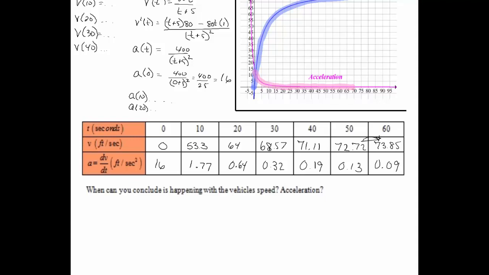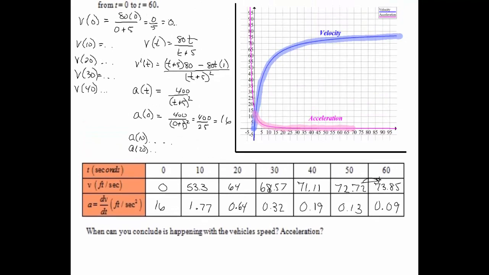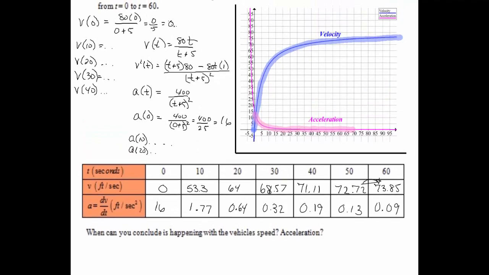Now, if you go to answer this question, what can you conclude is happening about the vehicle speed? As we talked about, the vehicle speed is starting to level off as the acceleration approaches 0.